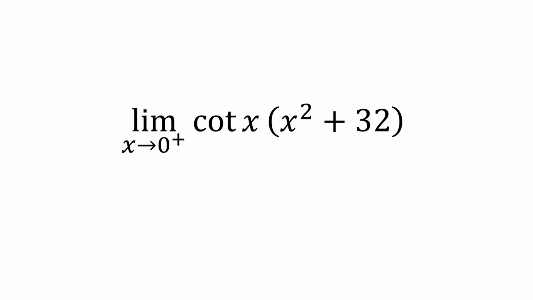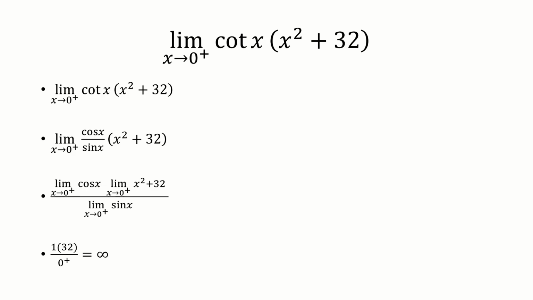In this video, we want to find the limit as x approaches 0 from the right of cotangent x times x squared plus 32. Let's first rewrite cotangent as just cosine over sine, and we're going to use the product and quotient rule of the limit. So we're going to break this up into three separate limits.